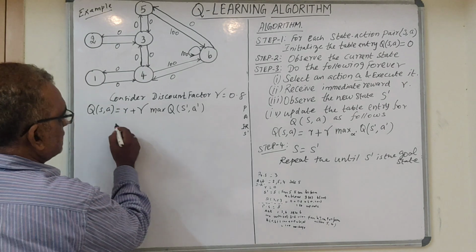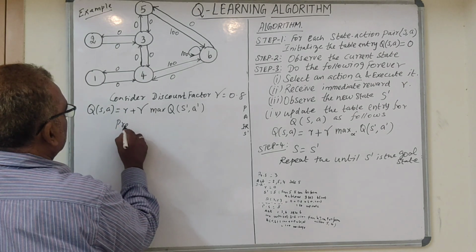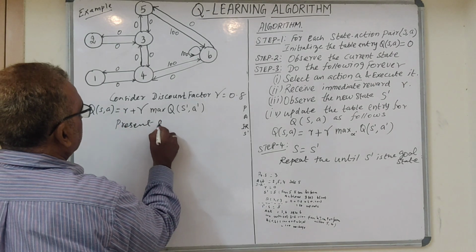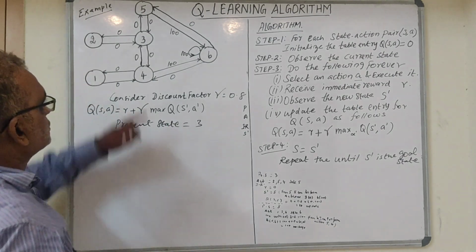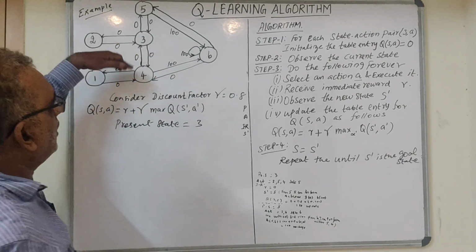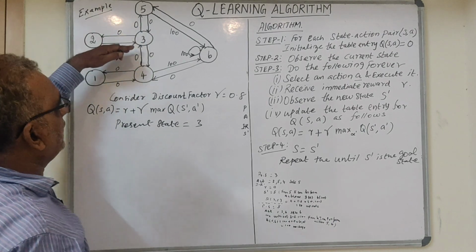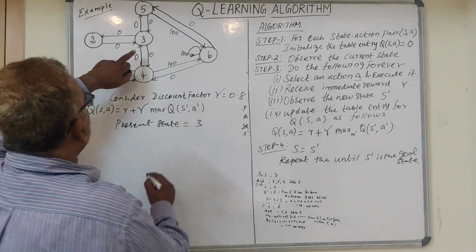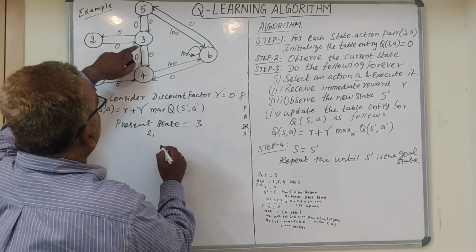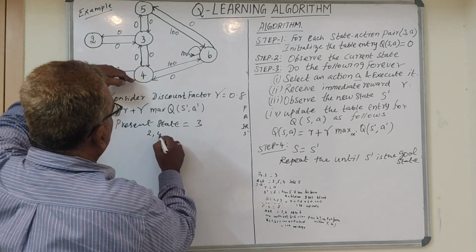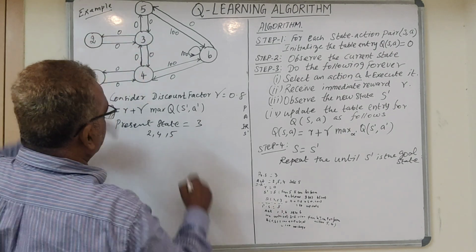Let us consider the present state is 3. So from the present state, what types of actions can I do? I can do different actions: I can move to state 2, or I can go to state 4, or I can go to state 5.